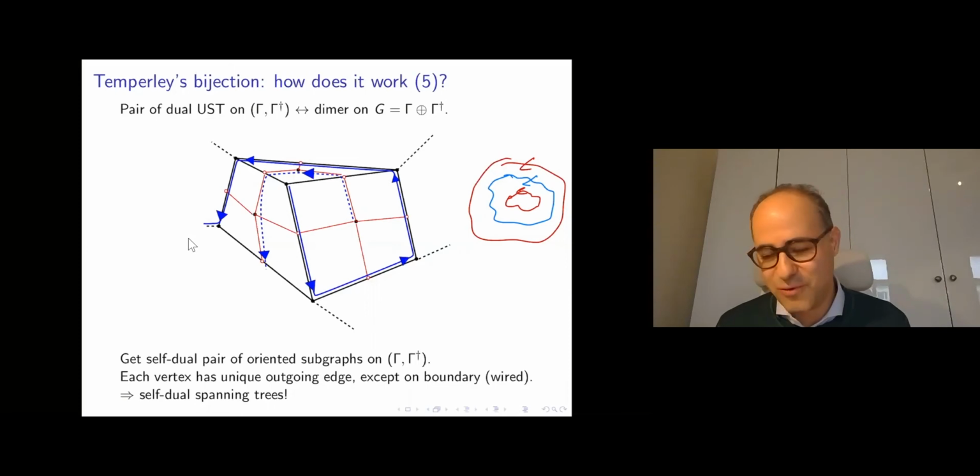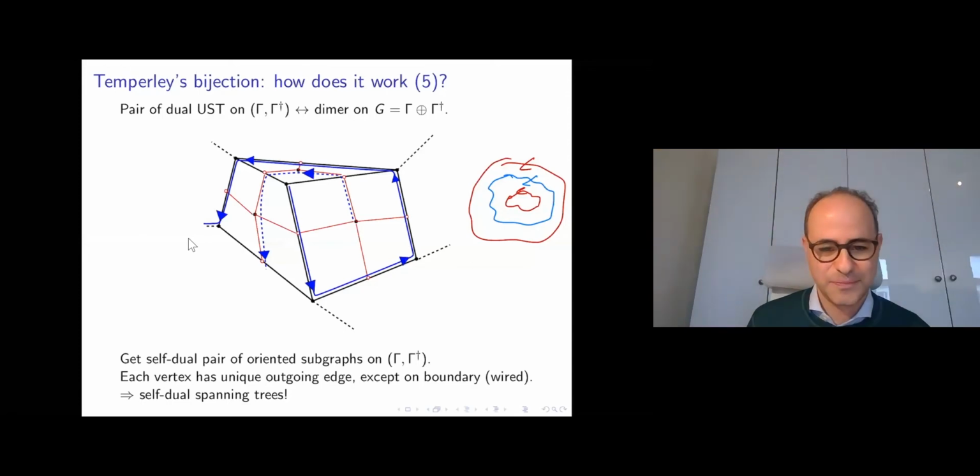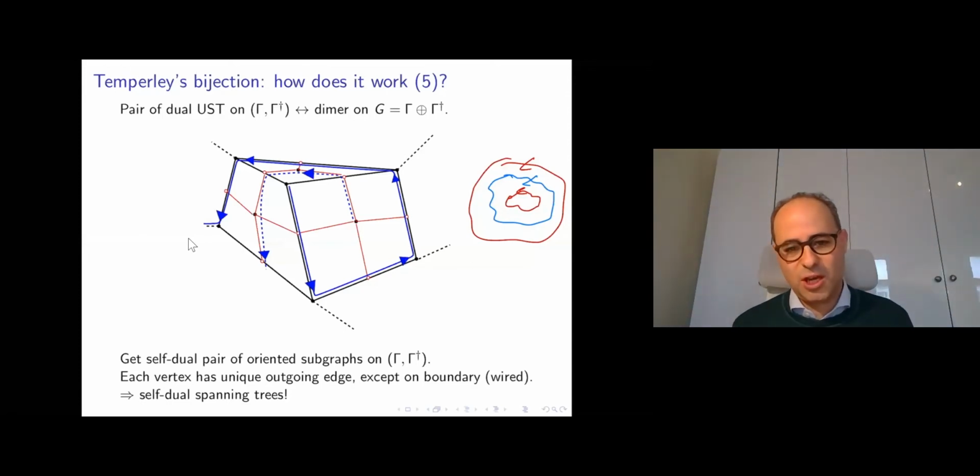So yeah, thank you very much. It's very important that we are here in the simply connected region. So that's fundamental. Thank you very much for saying that. That will be relevant for what I'm going to say later. And so this operation, this temporary bijection, is a local operation. If I see a piece of dimer configuration, I can tell you what the trees look like near this piece. But once you think of it globally, then what you've got is a pair of self-dual spanning trees on gamma and its dual.